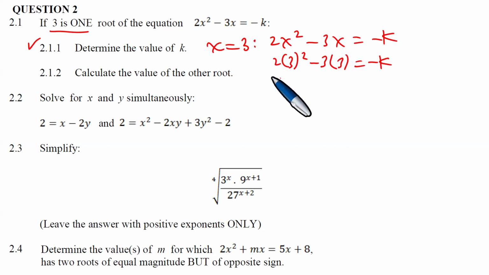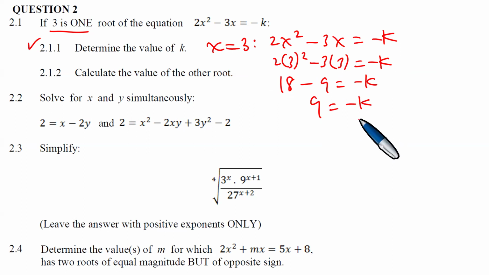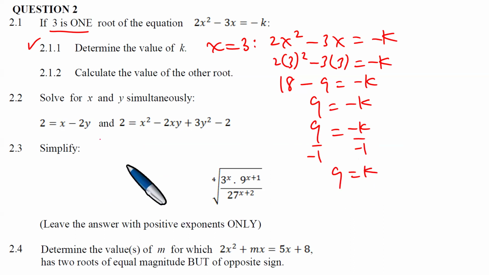Next, what do you do? 3 squared is 9. 2 times 9 is what? It's 18 minus 3 times 3, 9, equals minus k. What is 18 minus 9? It's 9. Okay, if 9 is equal to minus k, what is k? What is the numerical value of k? We can divide by minus 1, getting that k is equal to 9.